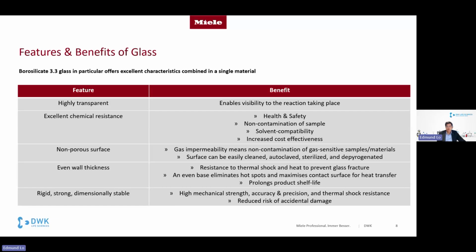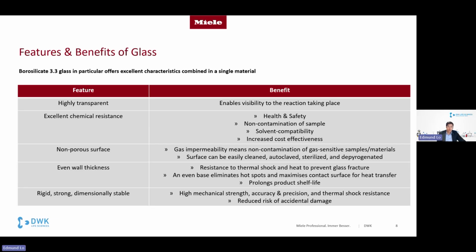Glass has some great characteristics, all combined in one single material, which means you can use one container for many purposes. So the first feature you see here is that glass is highly transparent. That's why historically alchemists used glass to observe reactions taking place inside the container, for example, when attempting to convert lead into gold.